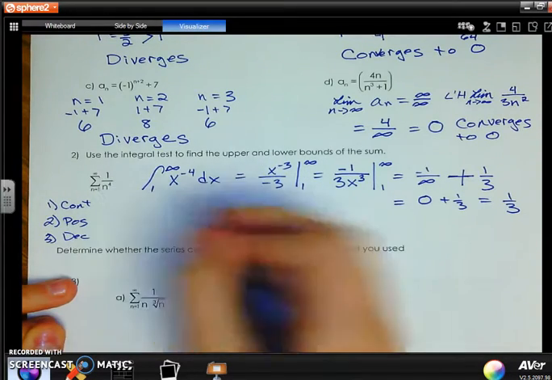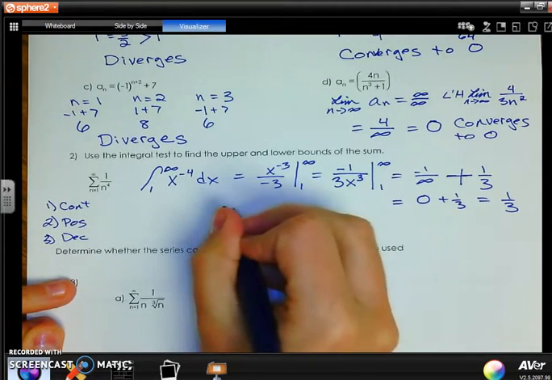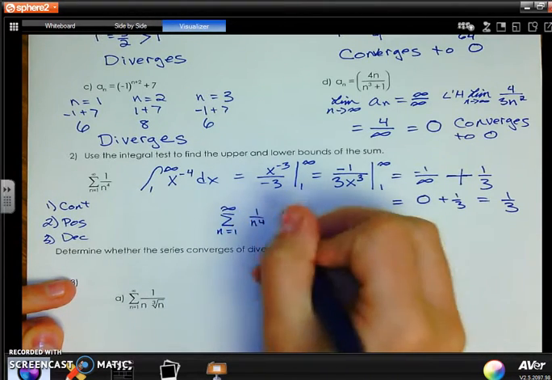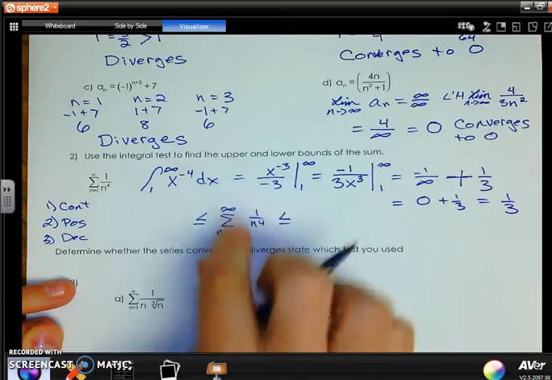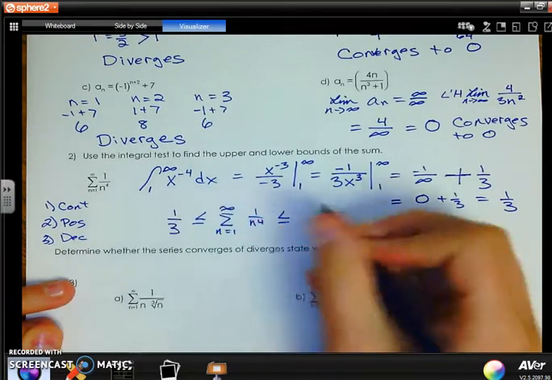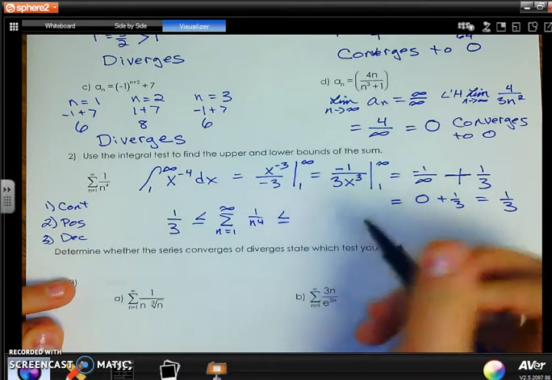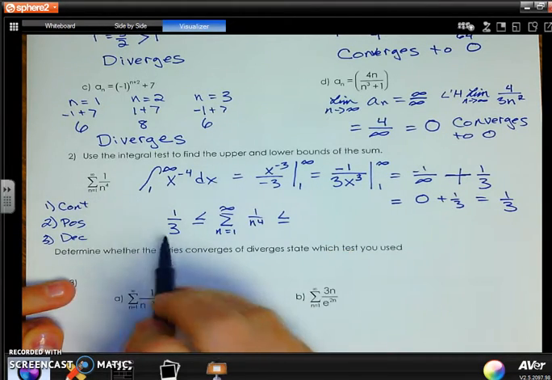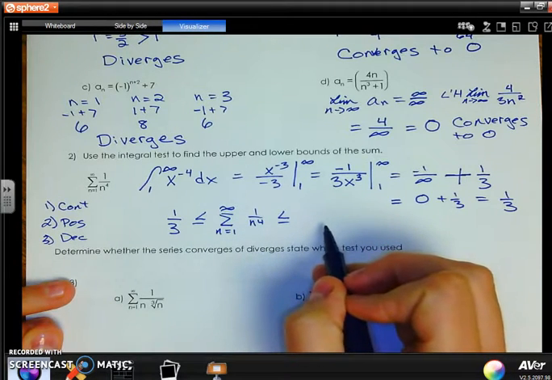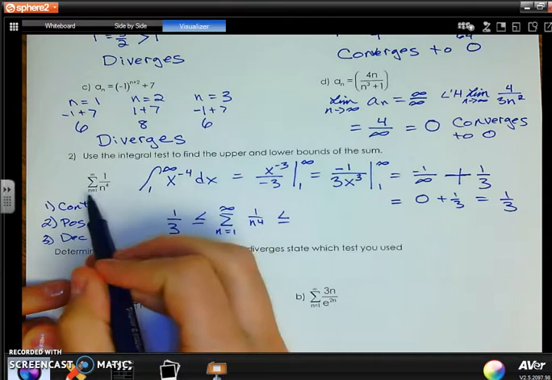So when I'm trying to figure out what this sum is, I'm going to say this sum of 1 over n to the 4th is going to be between, right? It's bounded, the upper and lower bound. So the lower bound is that 1/3. So that 1/3 goes here. And then what goes over here? Well, I know the sum of this is going to be between 1/3 and 1/3 plus the first term.